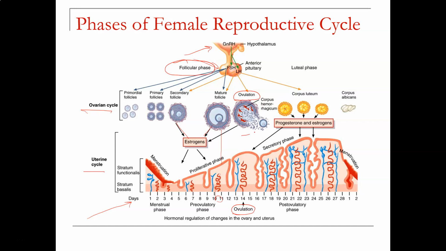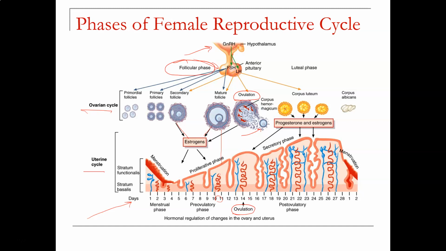Here we see the egg along with the corona radiata being expelled from the Graafian follicle. Expelled where? Into the fallopian tube, where it might get fertilized. Okay, so that's ovulation, and that marks the end of the follicular phase.